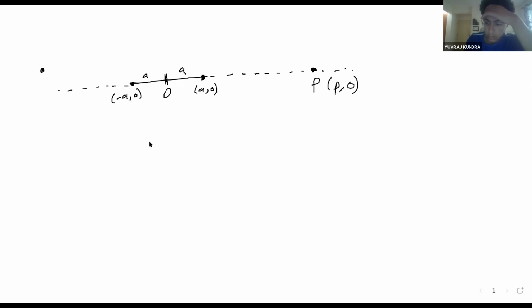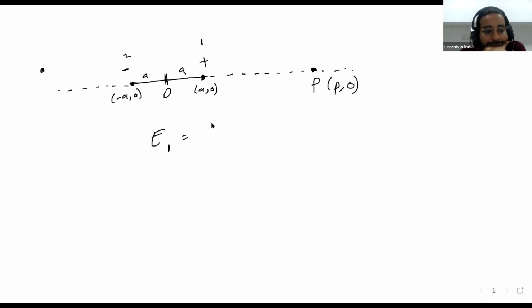Now, what is the electric field because of the first charge? So we know that this is the negative charge and this is the positive charge, always following conventions. What is the electric field because of the positive charge? So we'll call this 1 and we'll call this 2.